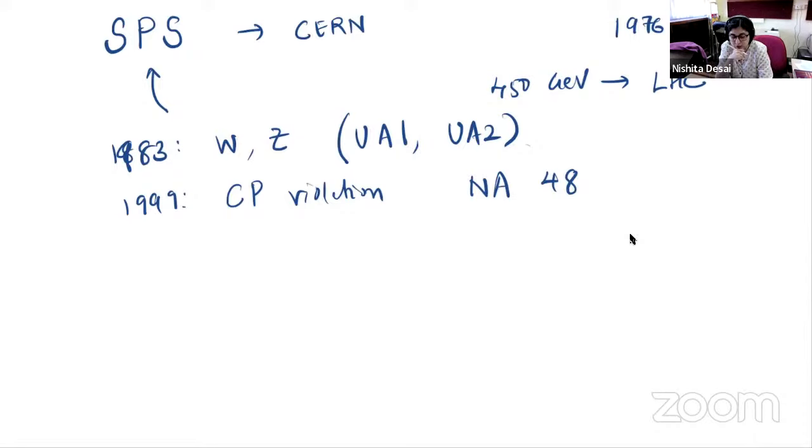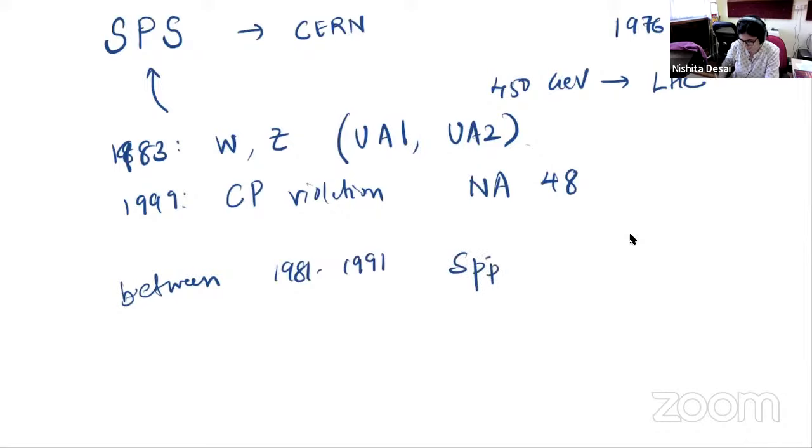Another interesting thing is that between 1981 and 1991, it was actually a proton-antiproton collision machine, so it was called the SppS rather than the SPS. Okay, so that's the first one that I wanted to introduce you to.